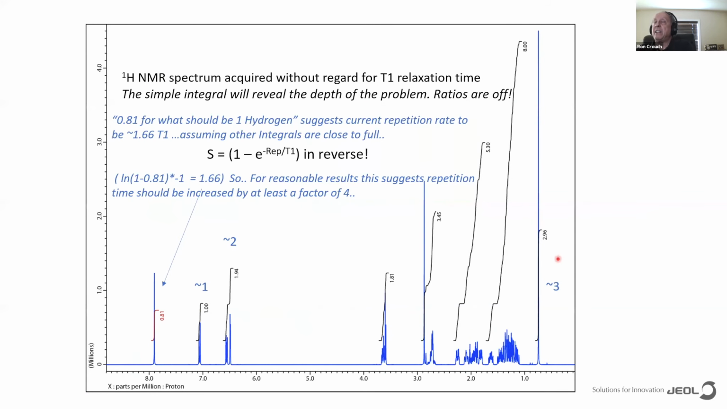But a thing that people don't often keep in mind is that if we have a pure compound and we acquire an NMR spectrum and integrate it, the integrals will tell you about the relaxation. So in this example, this is estradiol, I do believe, in a 400. What we see is an integral here that is obviously low, 0.81. This guy's also low. And so you go, well, what's going on? Well, we can look at this equation in reverse and compute that 0.81 intensity implies that our repetition time was 1.66 T1 for this experiment without even measuring an inversion.